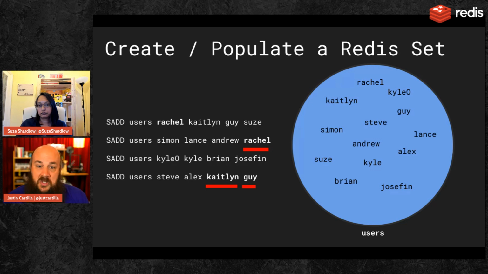Again, it's not thinking of individuals. It's just thinking of the text values. So if I call SADD again to users and I add Kyle O, Kyle, Brian, and Josephine, those will be added. And then if I call SADD another time to my users and I call Steve, Alex, Caitlin, and Guy, well, Caitlin and Guy already exist as string values within our set, so they're not going to be added in. So it has this very interesting kind of filtering effect where you can throw a lot of objects or a lot of string values or numerical values at a set, but it will only accept unique values. There's a lot of different use cases for that, which is really cool.